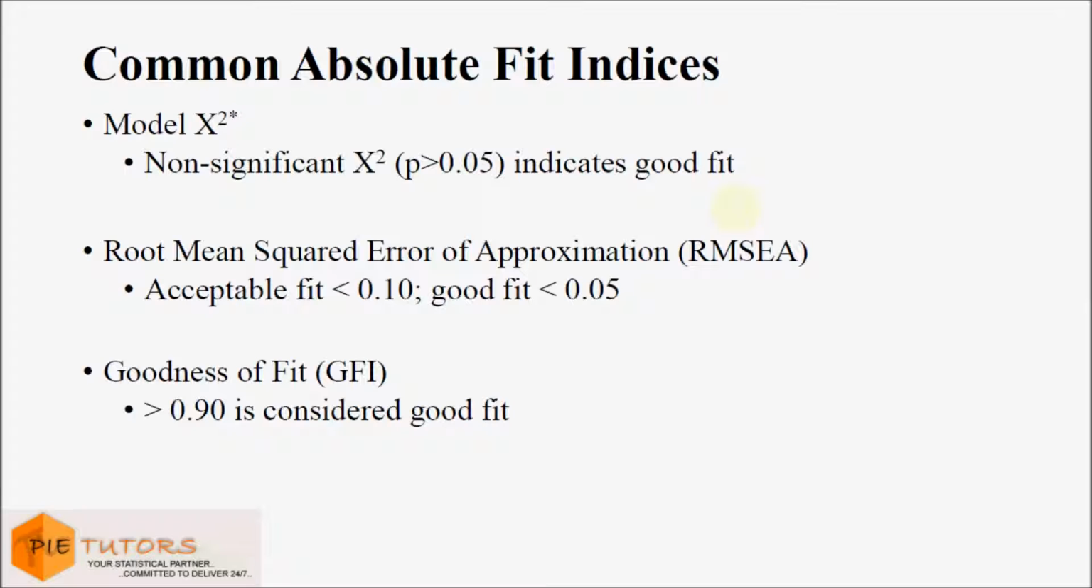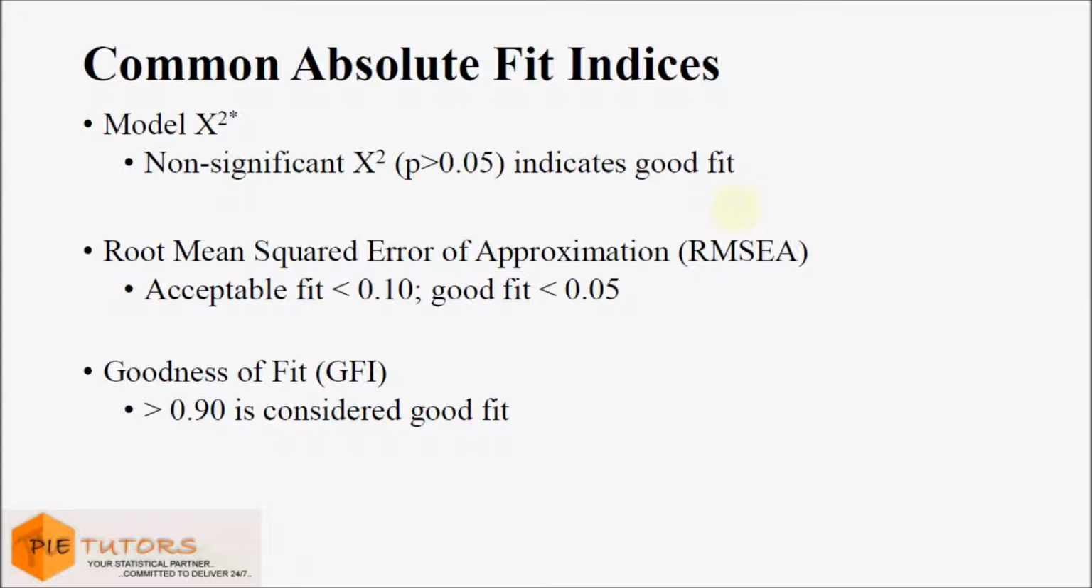Therefore, chi-square value shows good fit for small samples compared to large samples for the same covariance metrics. Thus, in addition to reporting chi-square value, it is required to look at other fit indices as well, such as the RMSEA and the GFI.